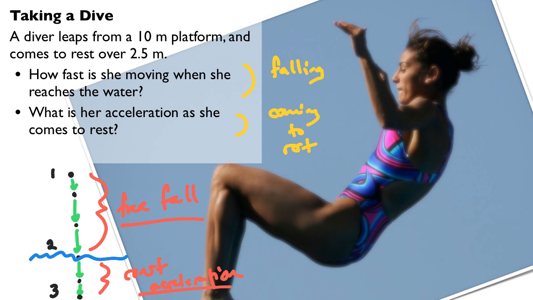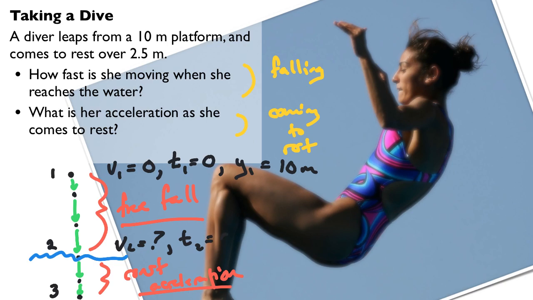So let's set up a visual overview to do this, as we did right here. I can look at my initial velocity. My velocity at point 1, v1, is equal to 0. My time t1 is equal to 0. My position y1 is equal to, let's call it 10 meters, okay? At the second point, v2, that's what we're looking for. What is t2? I don't know. What is y2, the second position? Let's just call that 0 meters. That's the surface of the water.